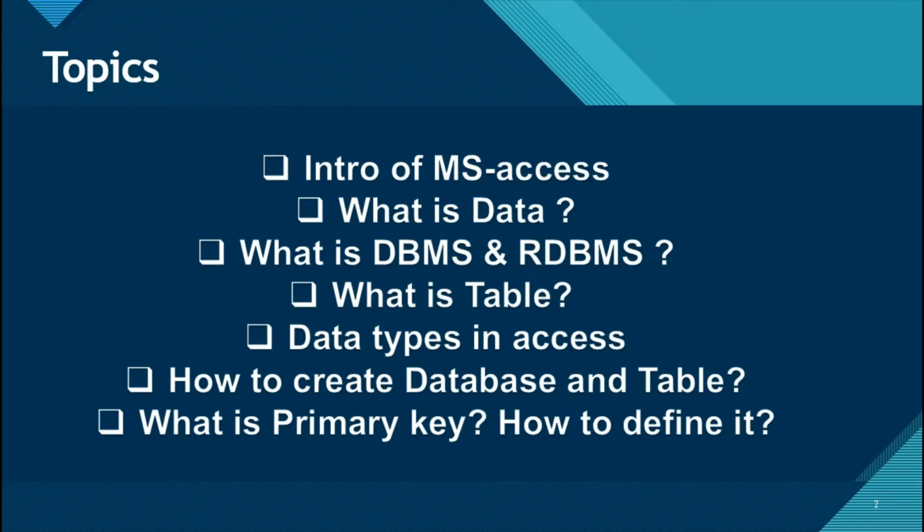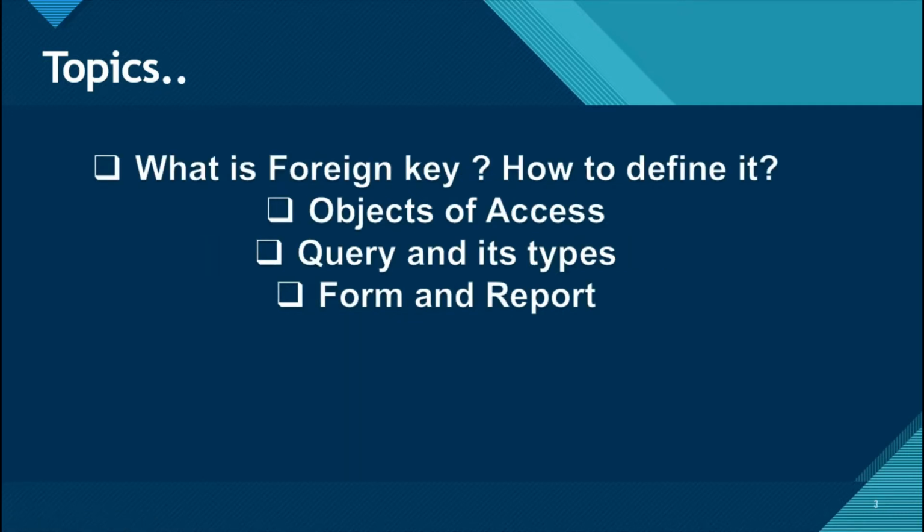First of all, we'll discuss what is Access, how to use it, what is data, what is database, what is RDBMS, how to create a table, what are the different types of data available in Access, what is primary key, how to create a primary key, and with that we'll also see how to create a relationship between two tables using a foreign key, and we'll see the different kinds of queries and, in the last, forms and reports.